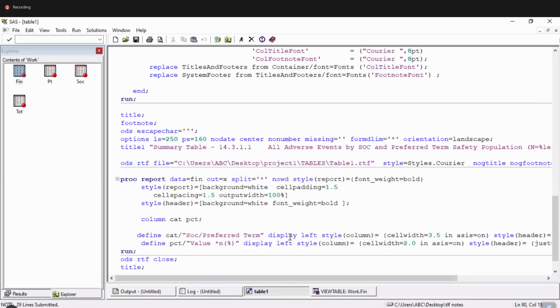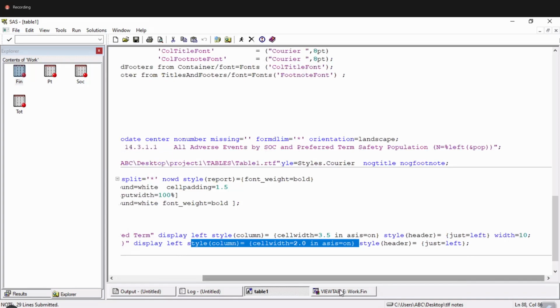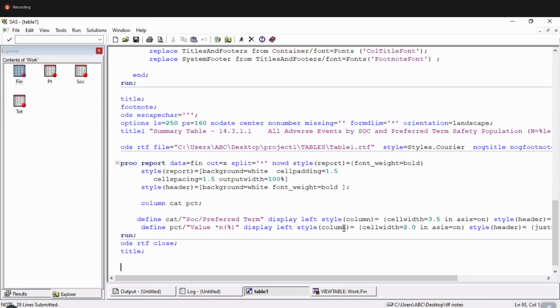Okay. The remaining parts are constant in every proc report, the same. Display option, left alignment. What is the column width you want for the columns, even for headers also. Left alignment, what is the width if you want. Overall the proc report, what are the background colors. Overall header, report header, background colors, column width and ending.